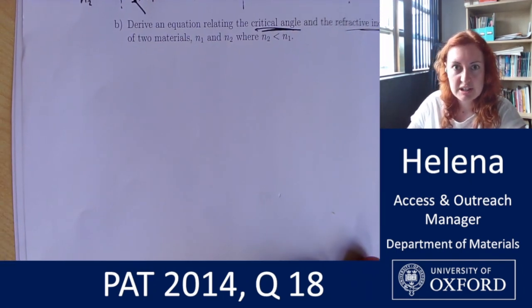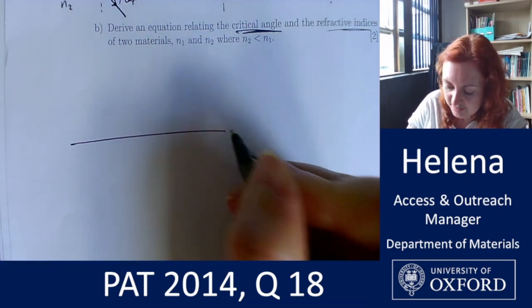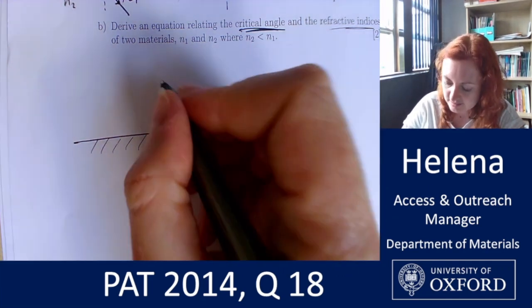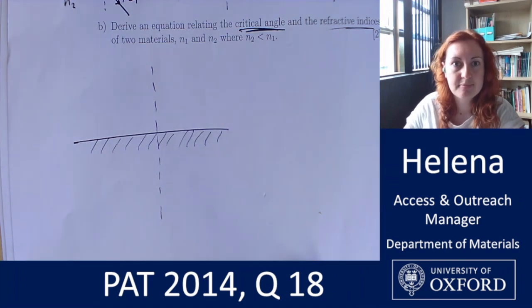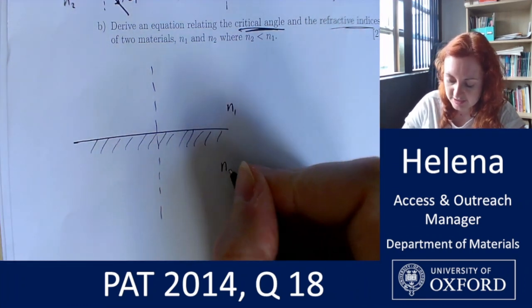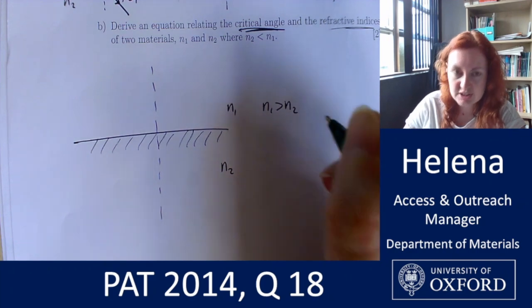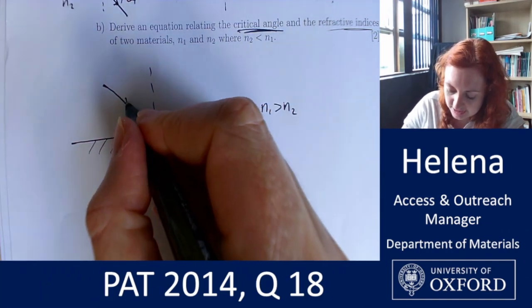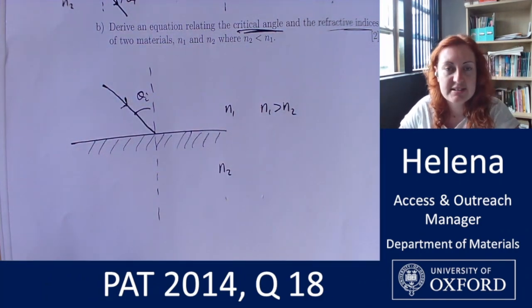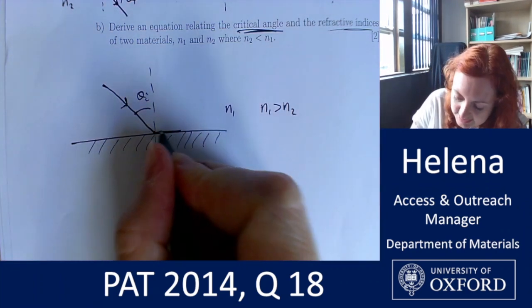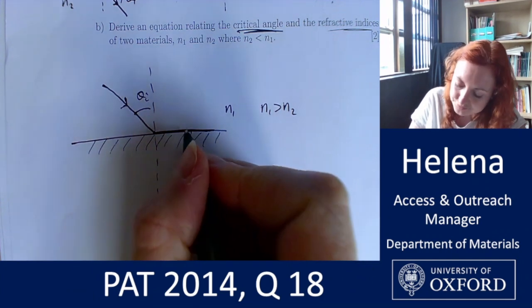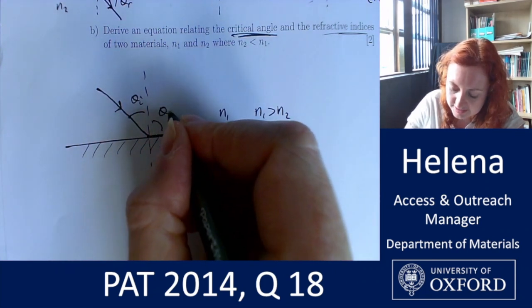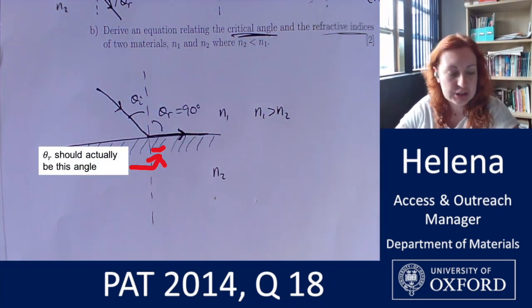So let's draw this scenario again a little bit bigger. So we have our boundary. I'm going to just put some marks here to show the boundary there, and draw our normal line. Again, we've got N1 and N2, where N1 is greater than N2. Again, sort of going from like glass to air or something like that. We've got our incident light ray, incident at an angle theta I, and we're being asked to consider the critical angle, which means that our light ray is going to propagate across the boundary, which means here that our theta R is 90 degrees. So that's going to come in useful.